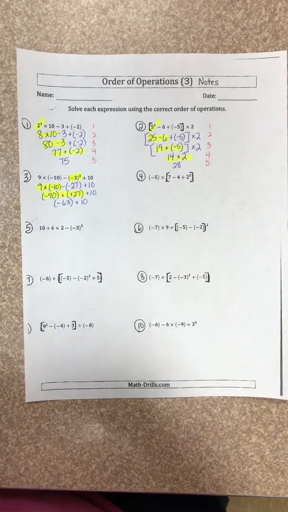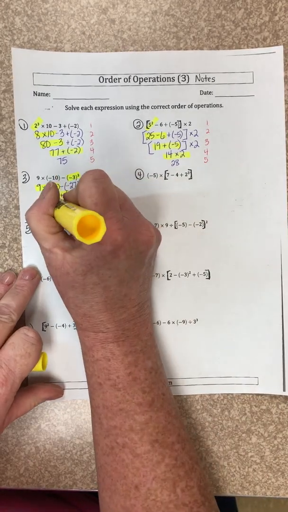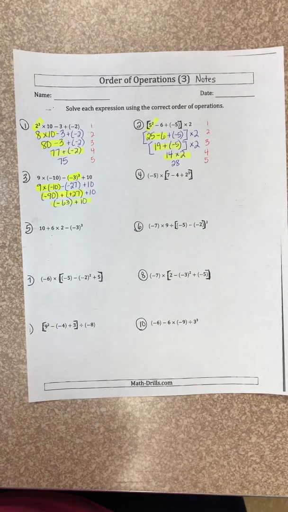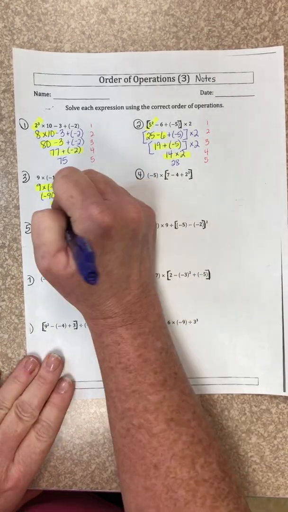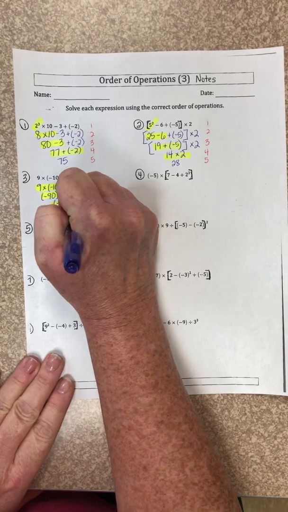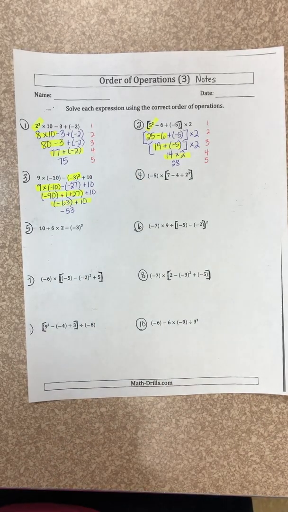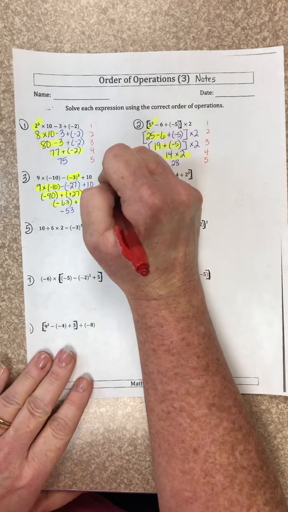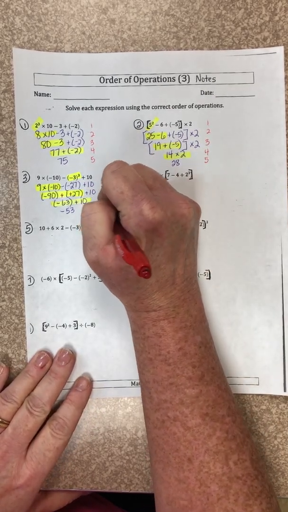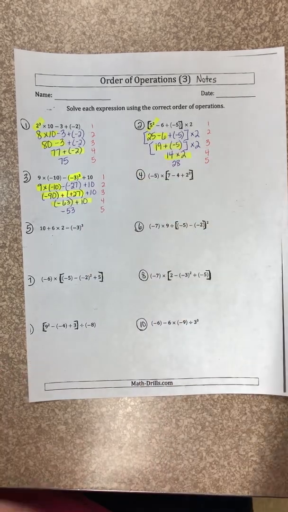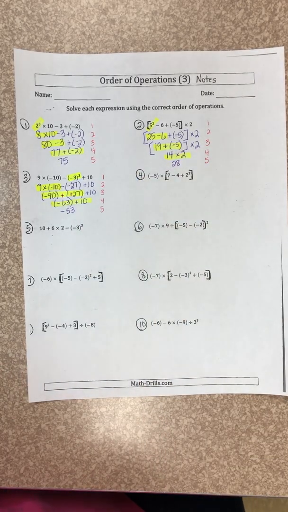I only have addition left, so I'm going to highlight. Negative 63 plus 10 is a negative 53. Now, I know that negative 53 is a negative number, but since it is our answer, we do not have to put parentheses around the negative 53, although we can if we want to. Let's number the lines of work and move on to number 4.